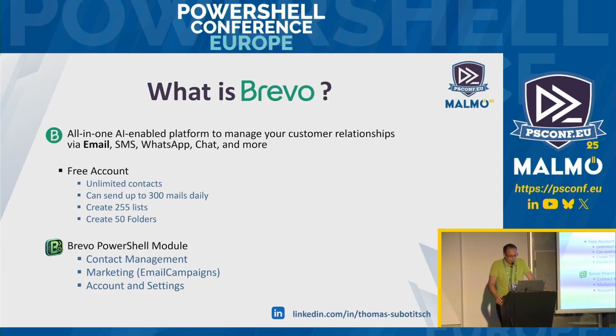Okay, what is Brevo? Brevo is a platform for managing customer relationships with email, SMS, WhatsApp, chat, and many more. The good thing about Brevo is there is a free account where you can have unlimited contacts. You can send up to 300 mails daily, create lists and folders so you can structure your contacts.